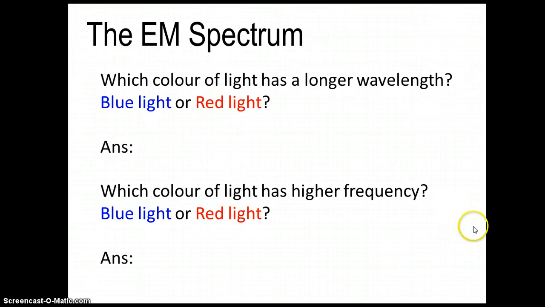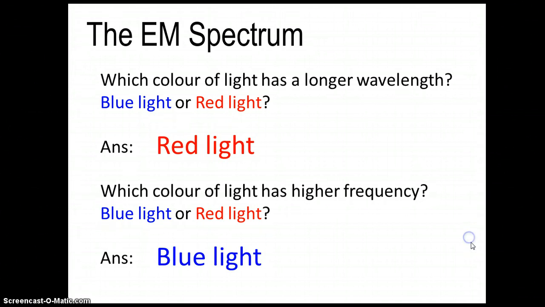Let's move on. As mentioned, blue light versus red light. You need to know which one has a longer wavelength. The answer is this. Highest frequency, blue light. Red light will have the lower frequency.